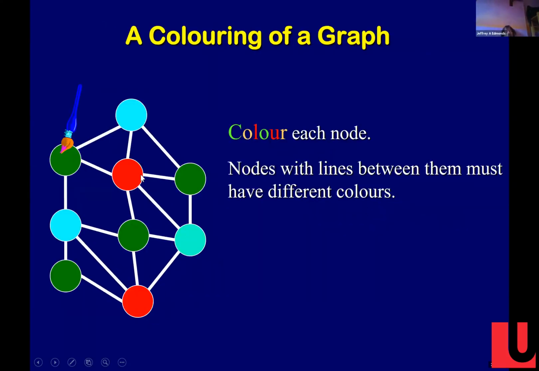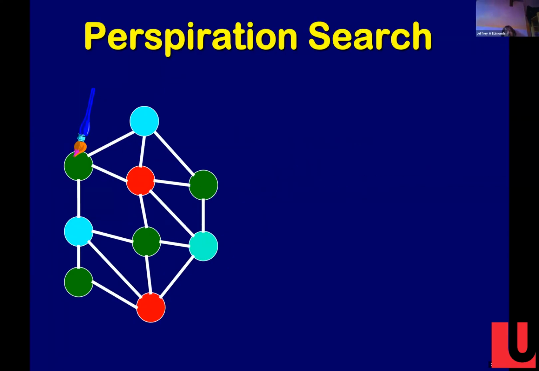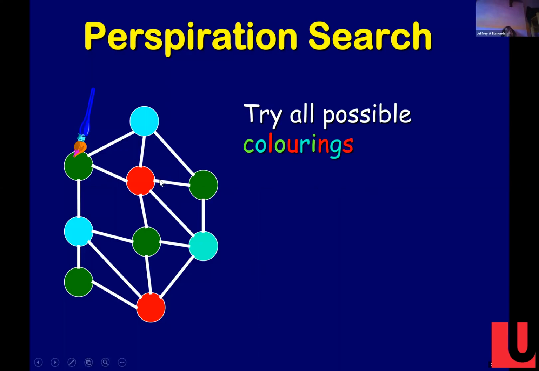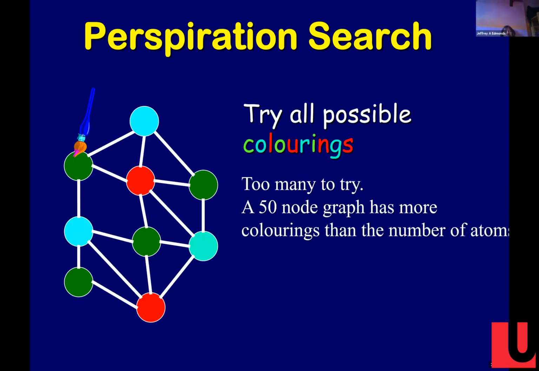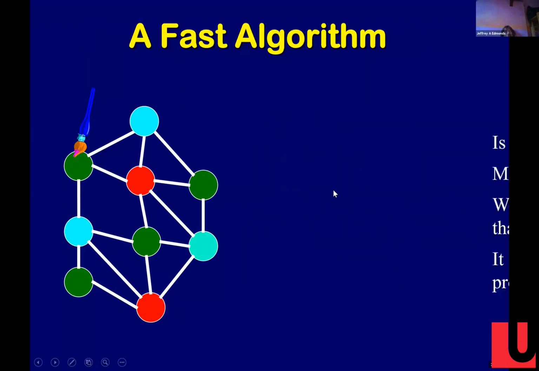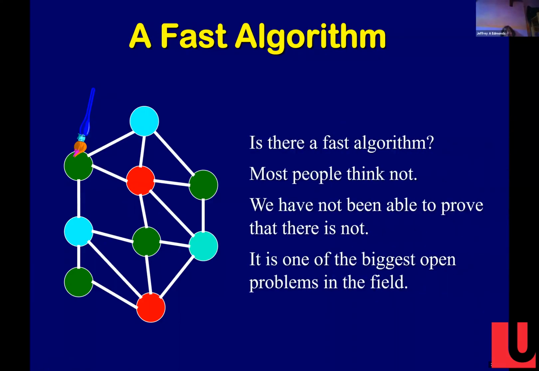And I might ask, give me the minimal number of colors I need to be able to do this. Or I might ask, can I do it with 3 colors? It turns out that knowing whether I can do it with 2 colors is polytime, but knowing whether I can do it with 3 colors is NP complete. So one possibility is you just try all possible colorings, but again, the number of colorings is exponential, and we don't think there's a good algorithm for this.